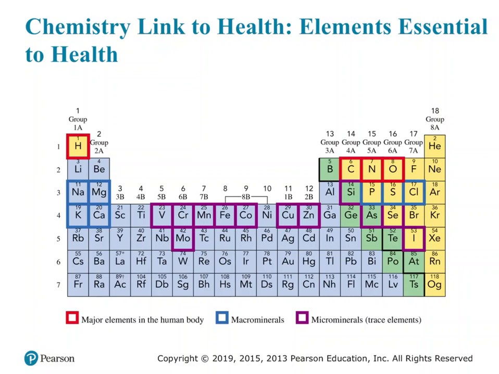Macrominerals are highlighted in blue. And then there's also microminerals, which are highlighted in purple. We just have trace amounts of those elements, but they are required for our health. For example, iron is pretty important. If you don't have enough iron in your system, you can become anemic. So you can bruise really easily. You can feel really tired. Iodine is also really important for the function of our thyroids. And there's a few others in there that are also pretty important.